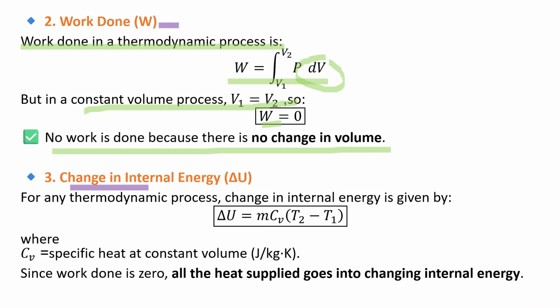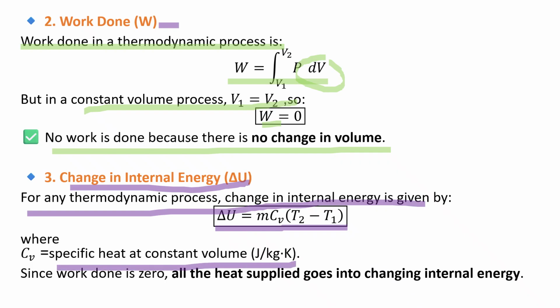Now what is the change in internal energy U? For any thermodynamic process, internal energy delta U is m C_V into (T2 minus T1), where C_V is the specific heat at constant volume, with unit joule or kilojoule per kilogram. Since the work done is 0, all the supplied heat goes to change in internal energy.